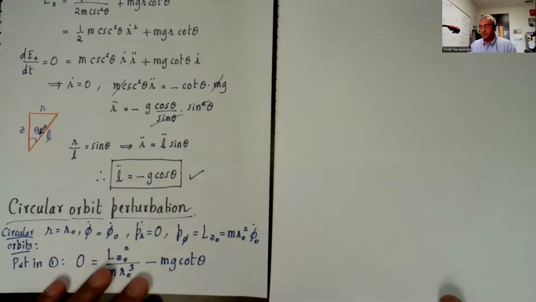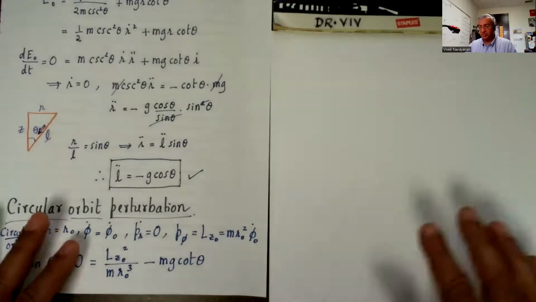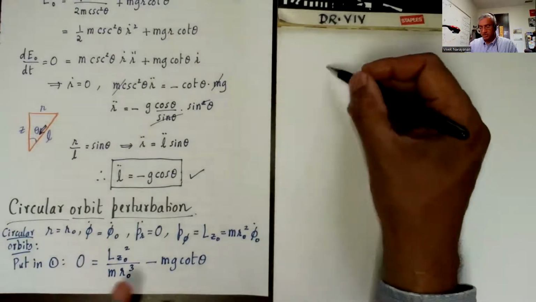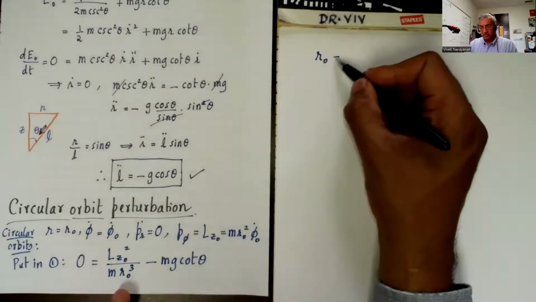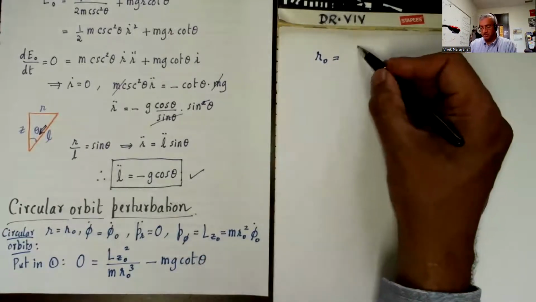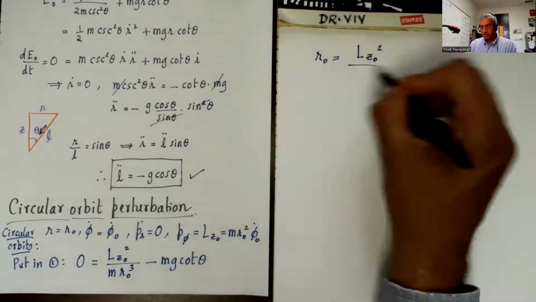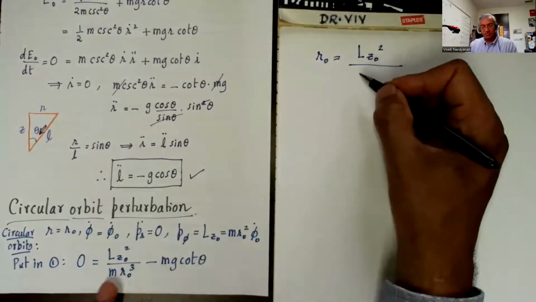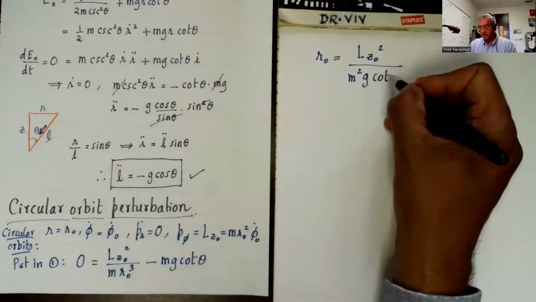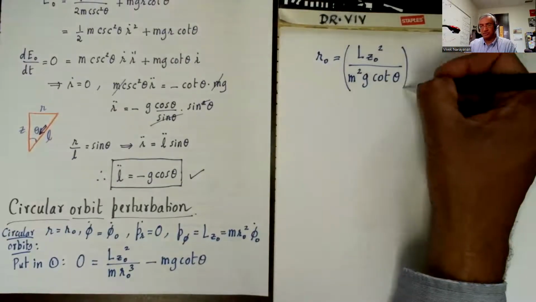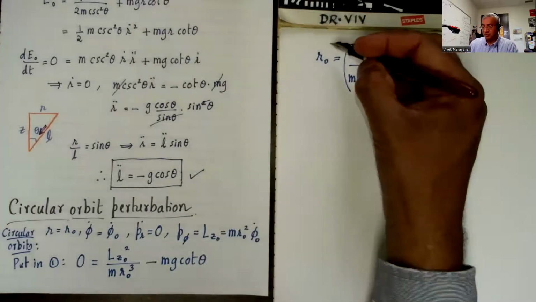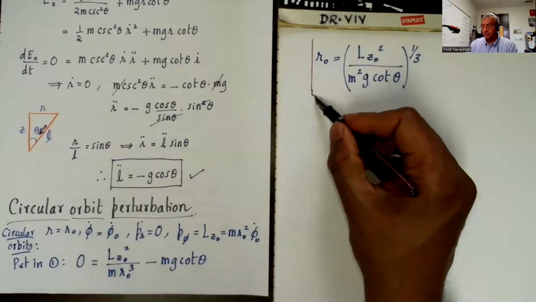We're going to solve it for the stable radius, R naught. So I get R naught is equal to, I'll bring everything downstairs and then take the cube root. So that's going to be LZ naught squared over M, which becomes M squared when it's brought downstairs. So M squared G cot theta, the whole thing to the power 1/3. So that's our stable radius for a given angular momentum.